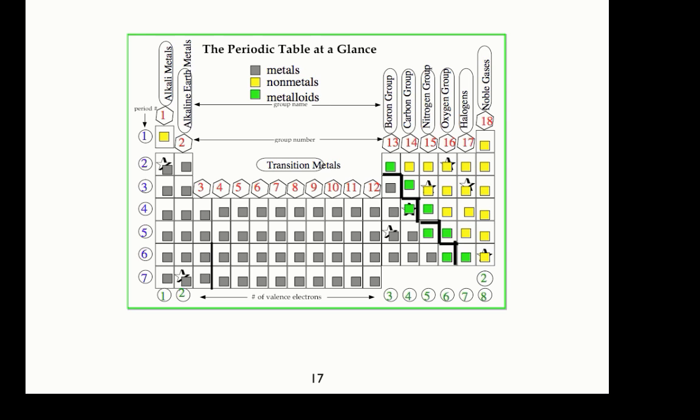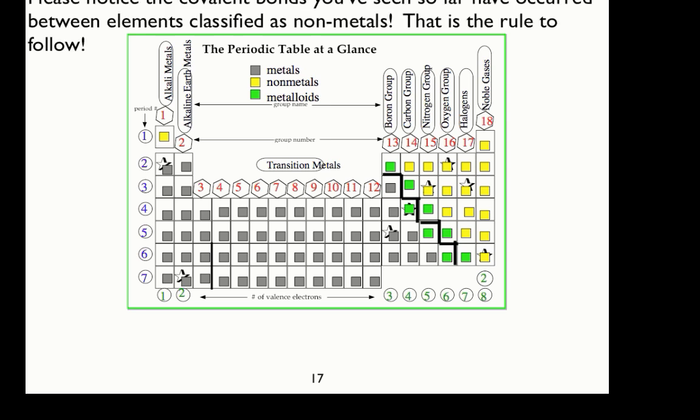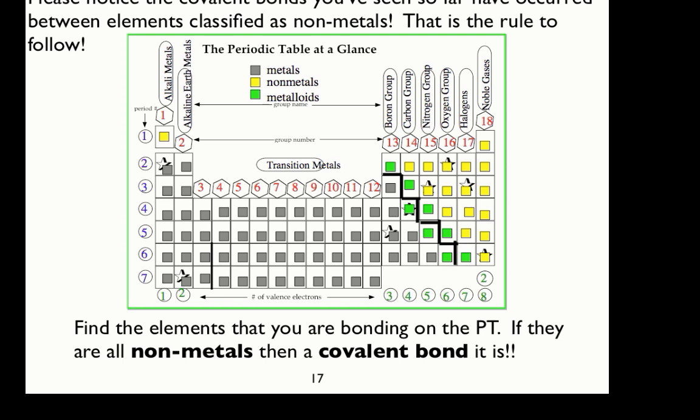All right, so here's the deal. Thinking back to your coloring sheet, your periodic table at a glance, all of the elements that we have talked about in this video have all been nonmetals. So here's a rule to follow when trying to determine whether or not atoms would form ionic or covalent bonds. If they're all nonmetals, then they're going to form a covalent bond. That's the rule to follow.